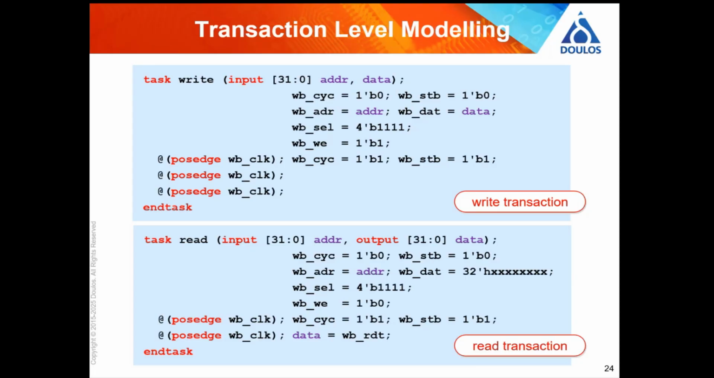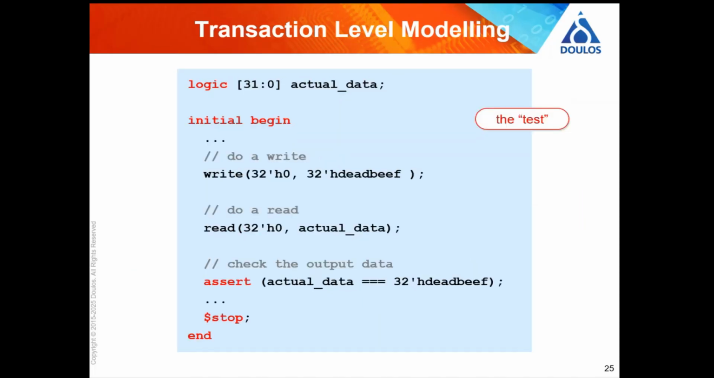And you can see at the top there, we're driving the WBADR, which is the address input, with the input to the task, and we're driving WBDAT, which is the data input, with the data that's input to the task. And in the case of the read, we're sampling WBRDT, the read data, out of the RAM and outputting that from the task. So what do we do with these tasks? Well, we need to call them, obviously.